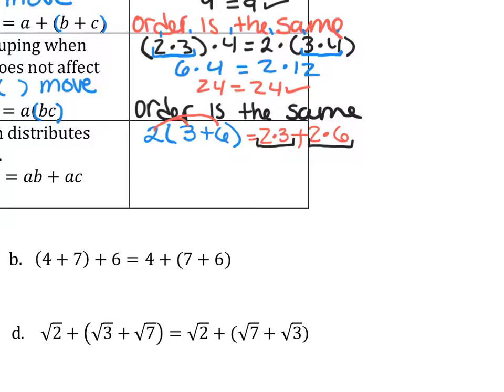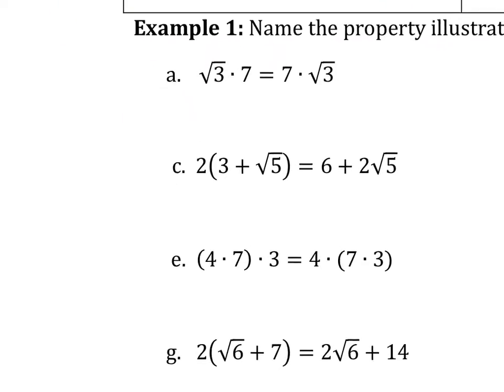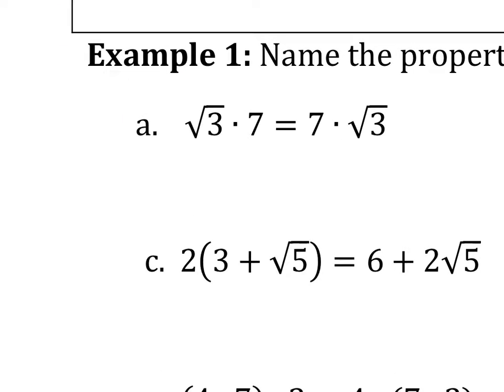All right. So we have this table of all of the properties. What you're going to have to be able to do is identify what property is being demonstrated in different types of equations. So if we look at example 1a. So we have the square root of 3 times 7 equals 7 times the square root of 3. So a couple things to notice when you're trying to identify properties is, first, do we have either addition or multiplication happening? Which one? Multiplication, yeah, we're multiplying.